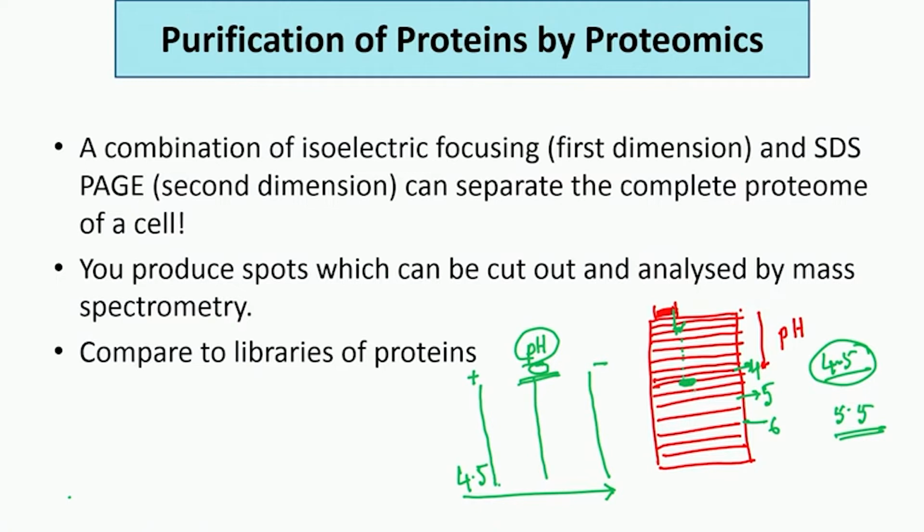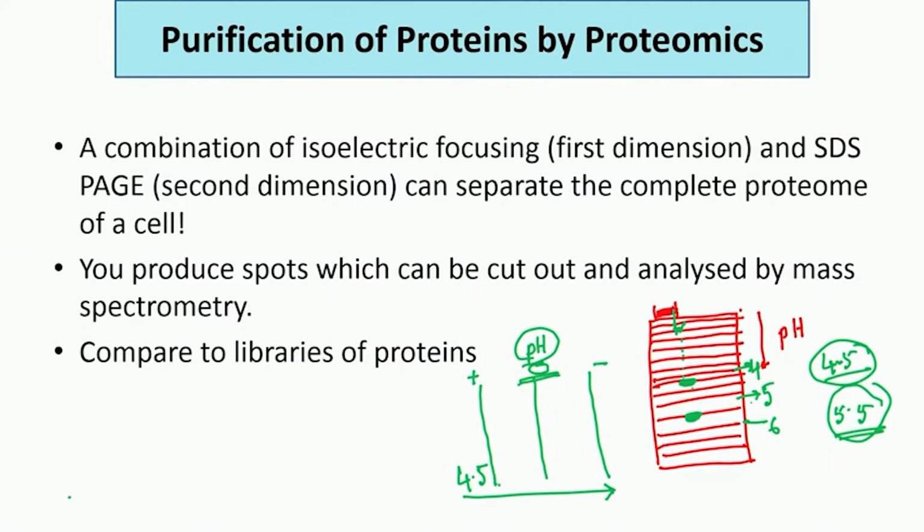So, it stops here, does not move. And what about the other protein which is 5.5? That will now come up to 5.5, where it will become 0. At that point it will be neutral. Okay. So, basically now depending on different pIs, this is what is called isoelectric focusing.